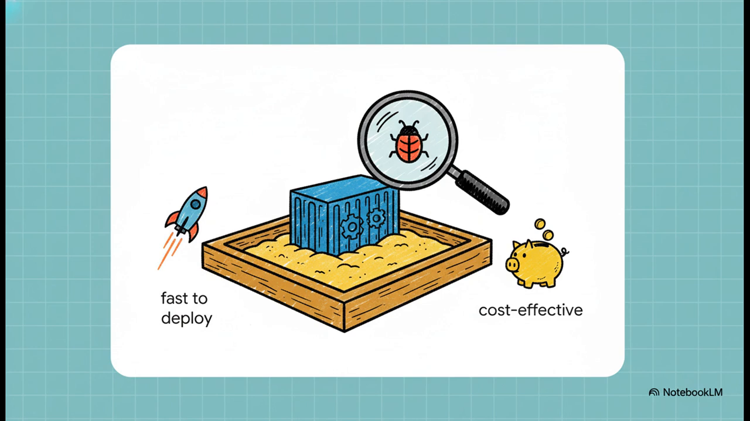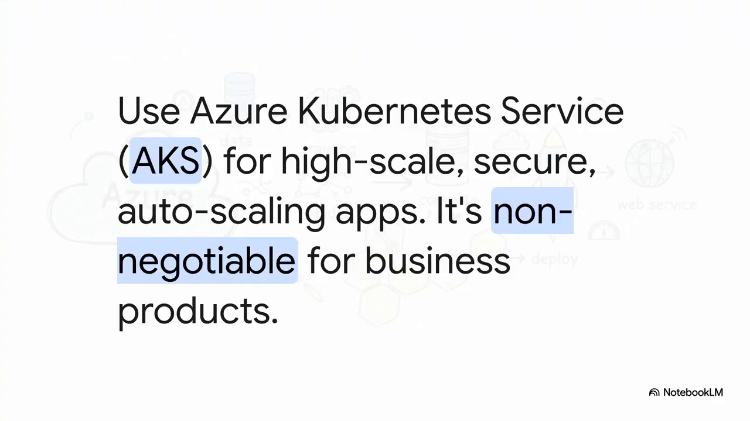It's fast to set up, it's cheap, and it's the perfect place to iron out all the bugs in your code and your container before you even think about going live. It's your pre-production playground. But when it's time to get serious, AKS is the only way to go. If your app is going to be used by real customers, if it needs to handle crazy traffic spikes with auto-scaling, and if it needs solid security, well then AKS is the non-negotiable choice. It's built for the demands of a real business product.